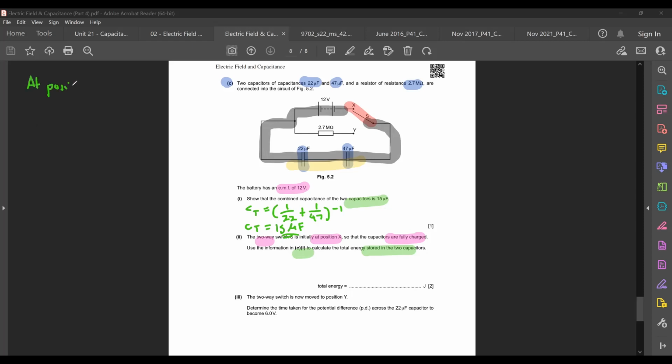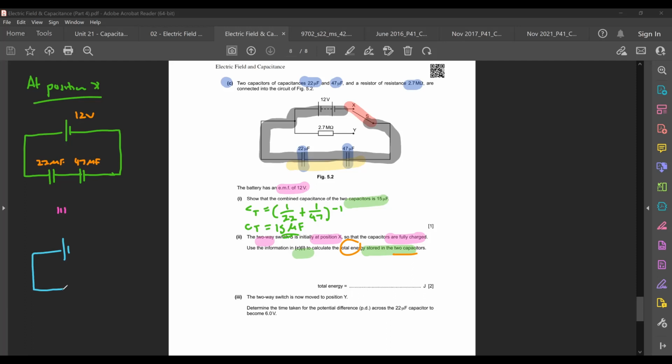So at position X, you are getting something that looks like this, where this one is 12 volts, this one is 22 microfarads, this is 47 microfarads. Okay, so now you want to find out the total energy stored by the two capacitors. It will probably be better if you try to simplify it as simple as possible for the existing circuit. So this one, you can simplify it even further, where you are supposed to get something that looks like this now.